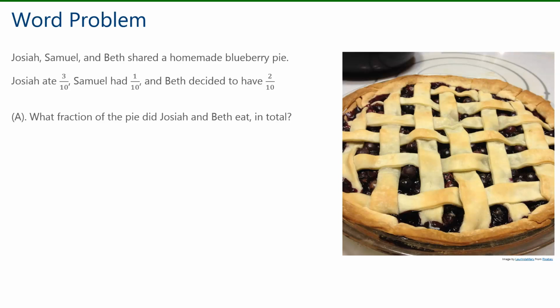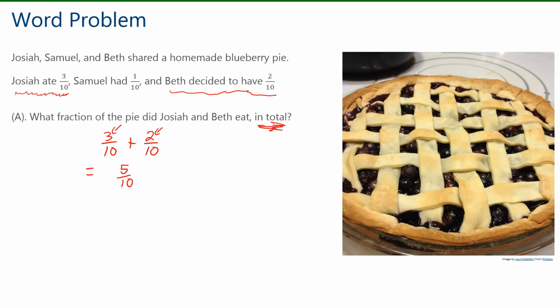So if we go back to our word problem, I see that Josiah ate 3/10. Beth decided to have 2/10. So I look for a keyword, in total. So that means I need to add 3/10 plus 2/10 for your workings. Common denominator is 10. Copy it down. Add the numerators, 3 and 2, 5.